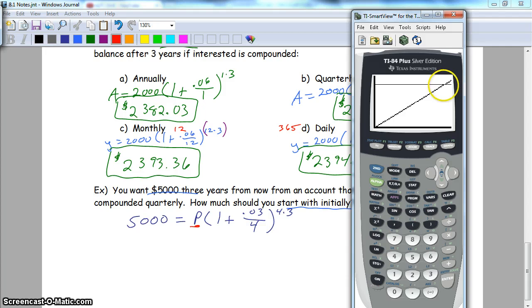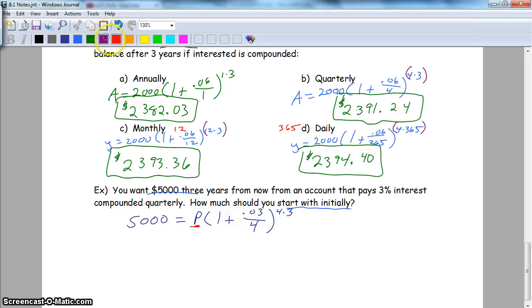So we got to figure out what our P is going to be. So we're going to go to our calc menu. We're going to find the intersect. And this one is simple enough where you can just go enter, enter, enter. And here's the thing. If we want $5,000 in 3 years, we have to start with $4,571.19. You ever heard the expression, it takes money to make money?